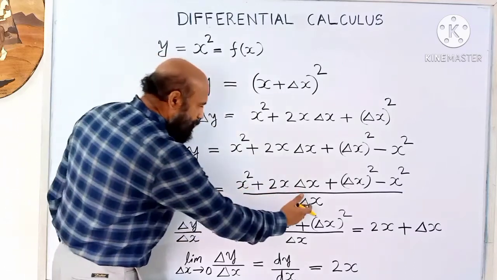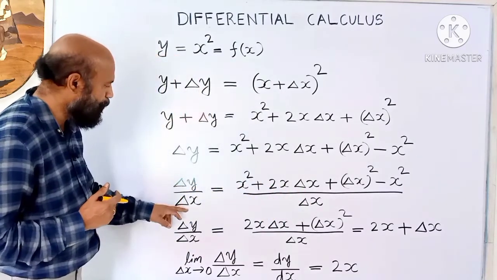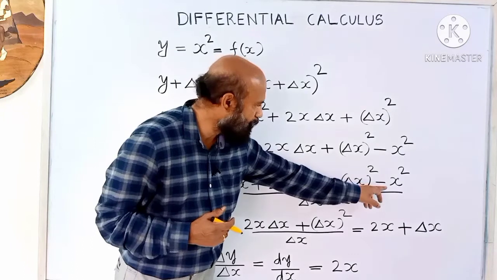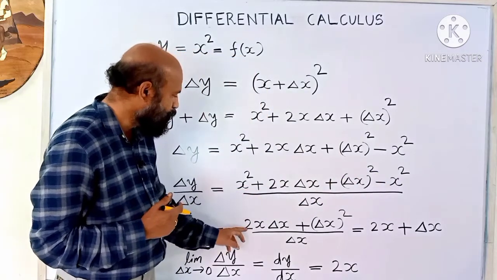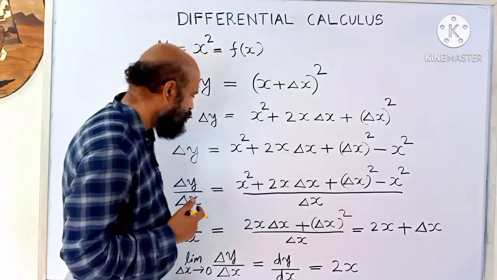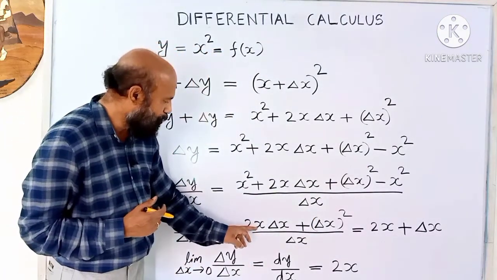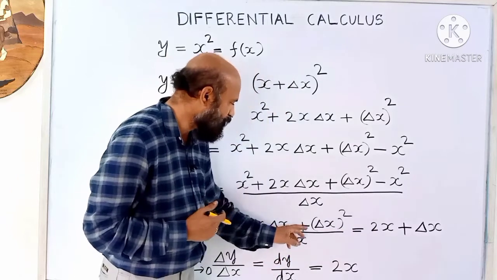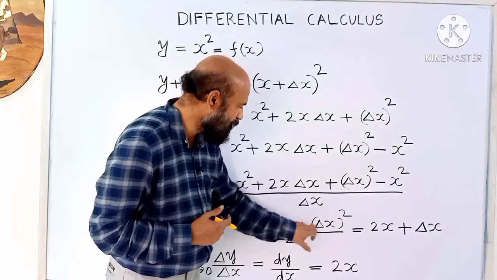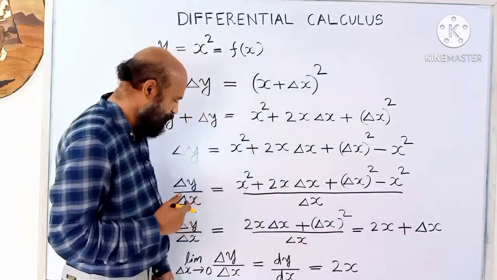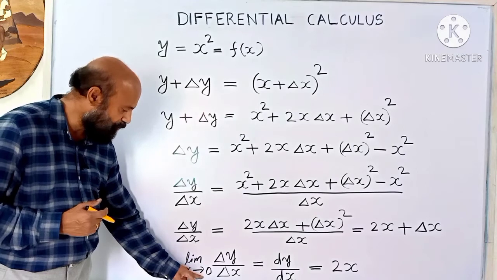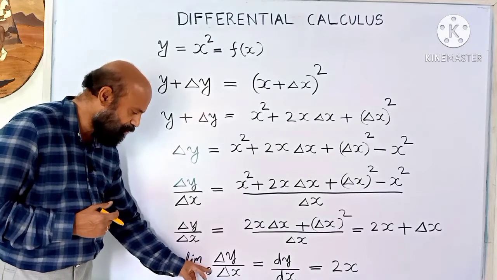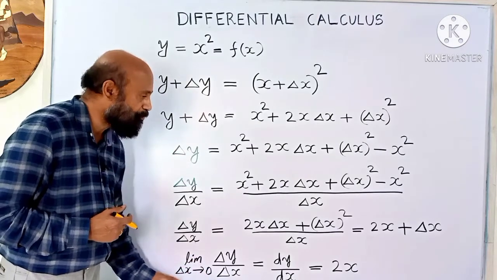Now you divide both sides by delta x, delta y by delta x. Then this x square minus x square will get cancelled, so you will get 2x delta x plus delta x square. Now 2x delta x, this delta x will get cancelled, so 2x plus delta x square, then delta x, one delta x will get cancelled, so plus delta x. Next, limit delta x tends to 0. That means delta x is becoming very small.